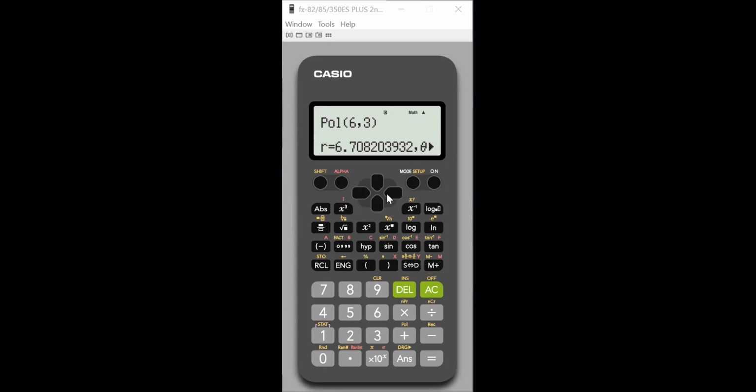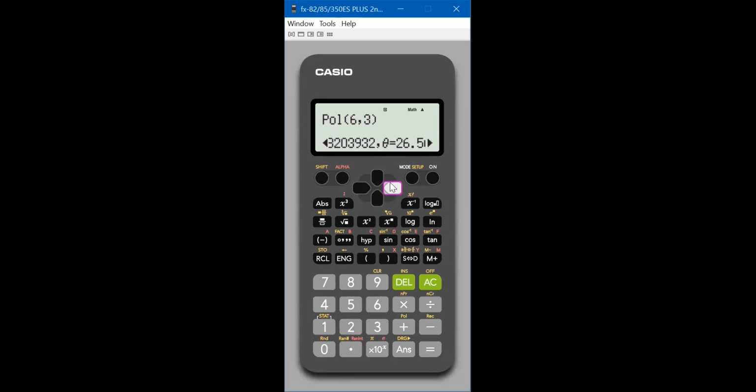Here you can see from here, right? So now what we are going to do is we are going to change this back to the rectangular form. So how we are going to type it, just see here. I am going to type rectangular now because I want to convert it into rectangular form.